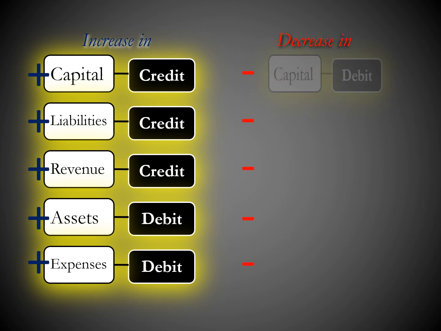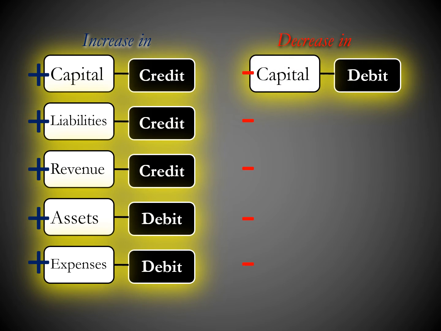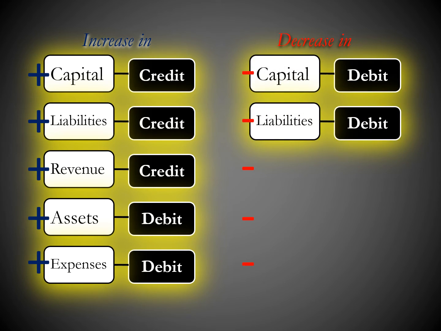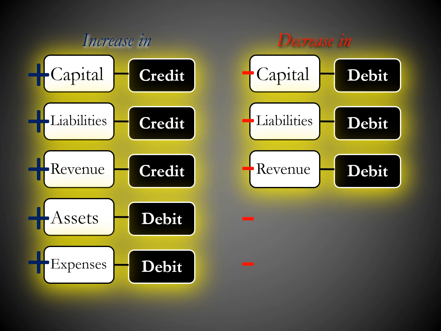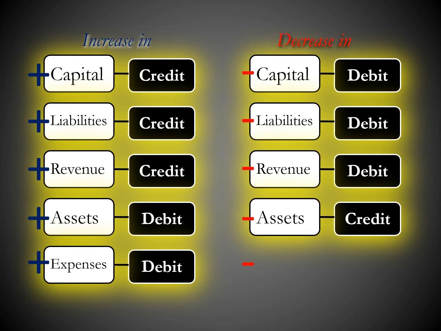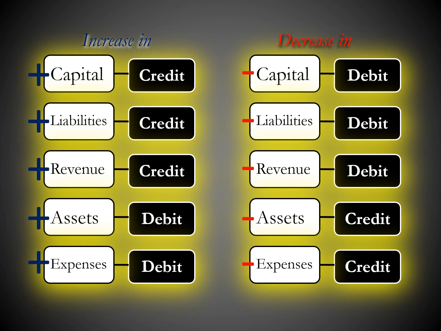And opposite will be the case in decrease. Any decrease in capital will be debit, any decrease in liabilities will be debit, any decrease in revenue will be debit. And any decrease in assets will be credit, any decrease in expenses will be credit.